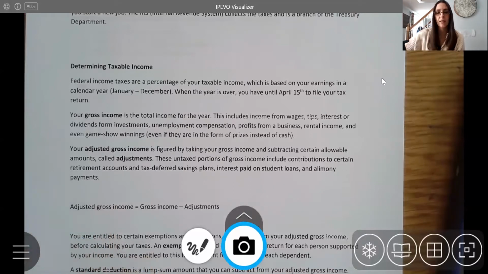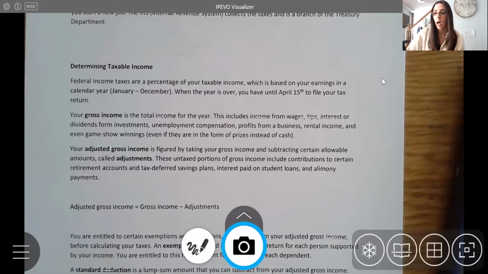So federal income taxes are a percentage of your taxable income, which is based on your earnings in a calendar year. So we do January through December. And as I mentioned, when the year is over, you have until April 15th to file your tax return. And that basically says, did you pay the right amount of taxes in the past year? Your gross income is the total income for the year.